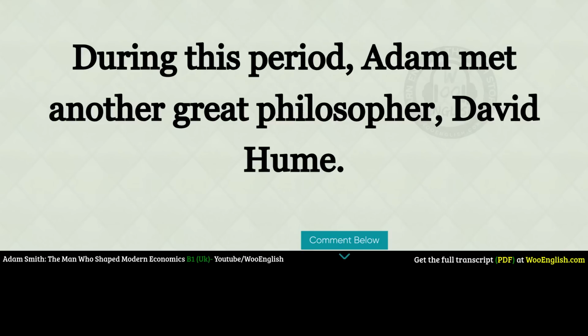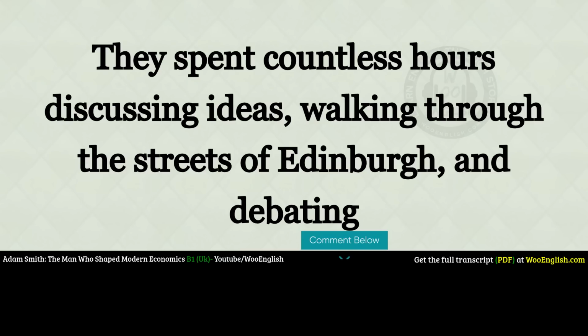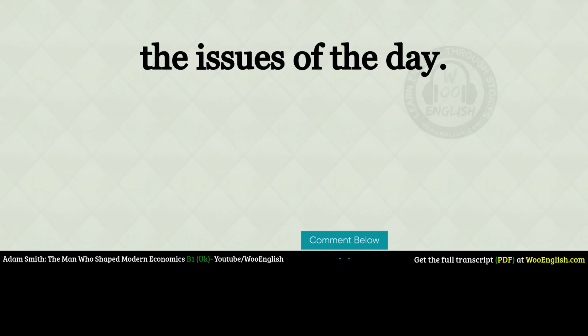During this period, Adam met another great philosopher, David Hume. Hume was one of the leading intellectuals of the Scottish Enlightenment, and he and Adam quickly became close friends. They spent countless hours discussing ideas, walking through the streets of Edinburgh, and debating the issues of the day.